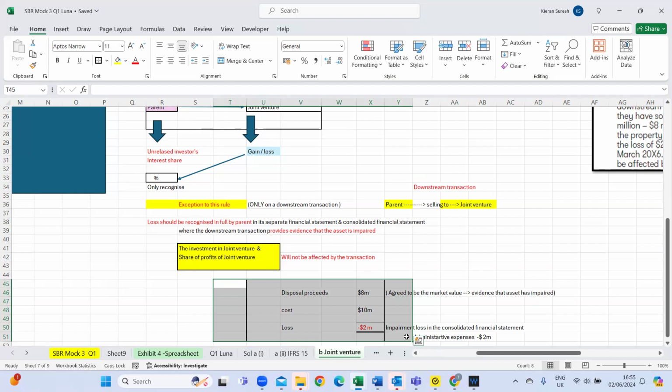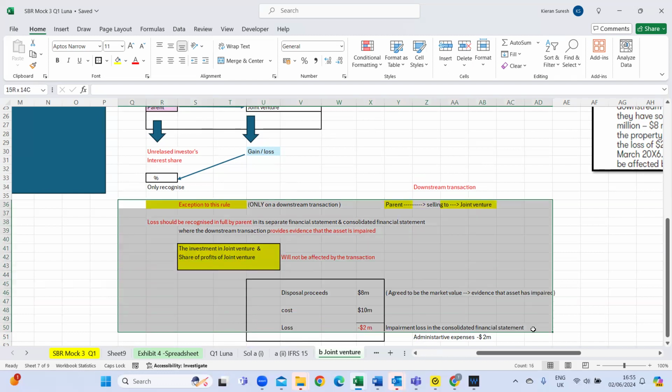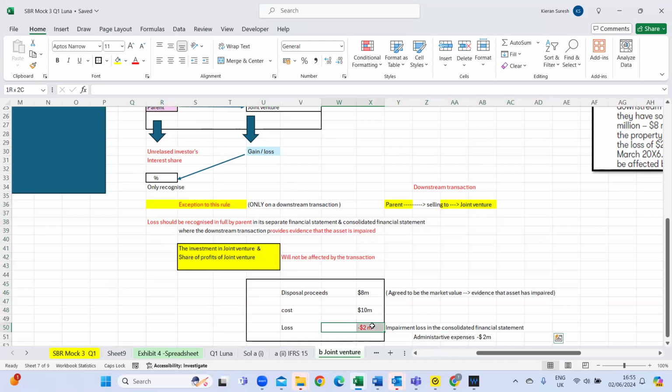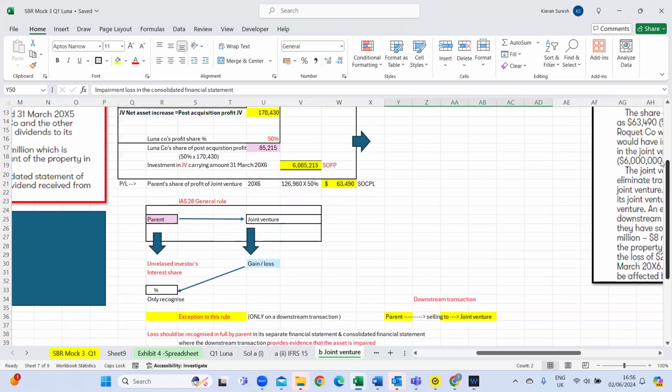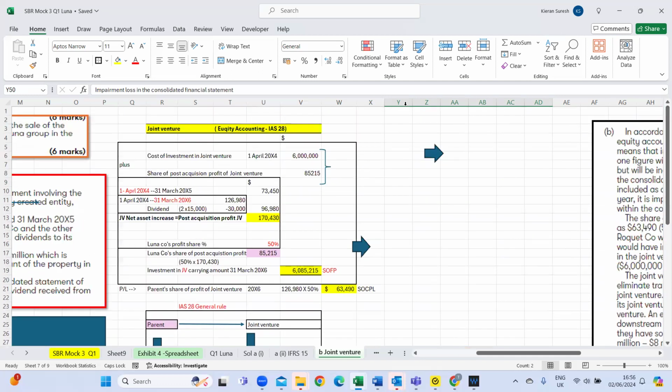It would not impact the joint venture investment or the share of the profits of the joint venture. Nothing there. I hope this rule is clear for you now. When you start the pre-populated spreadsheets later, this 2 million will be charged to the profit and loss account as an impairment loss, under the heading of administrative expenses. That is what we would do. I hope it's clear. Have a read of what we just explained, so you get it much clearer.